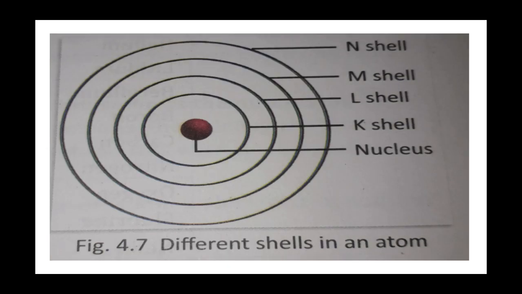Now you can see in the picture that, for our convenience, these energy levels are labeled as K, L, M, N or 1, 2, 3, 4 and so on. The orbit closest to the nucleus is the K shell. It has the least amount of energy, and the electrons present in it are called K electrons, and so on with the successive shells and their electrons.